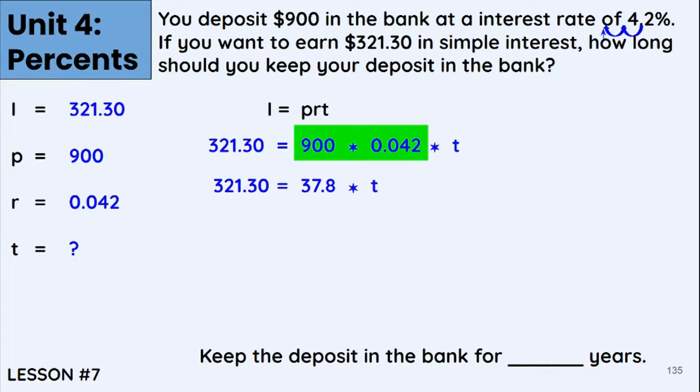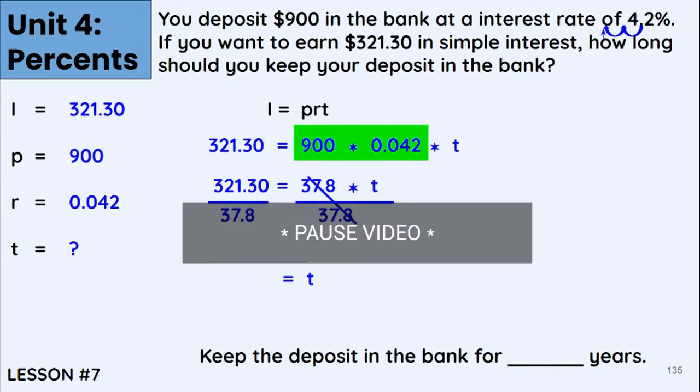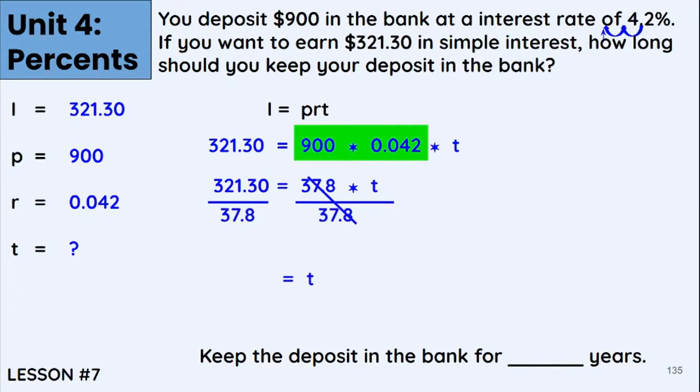All right, T is being multiplied by 37.8, so we just need to divide both sides by 37.8. Go ahead and find out how much time needs to pass. All right, the answer here is 8.5. So you'd have to keep the deposit in the bank for 8.5 years.